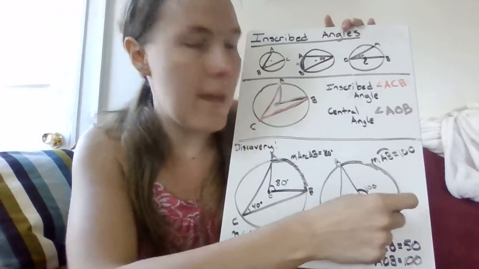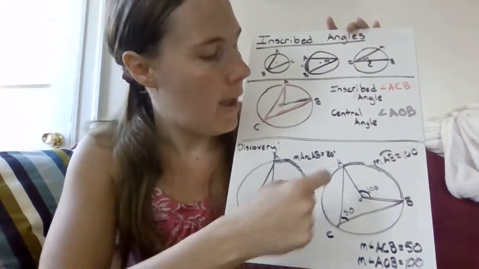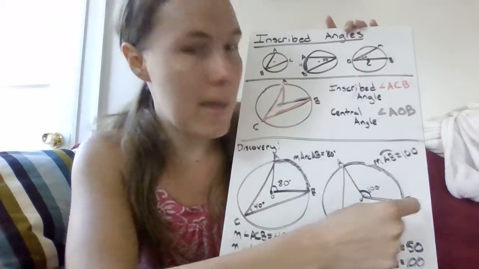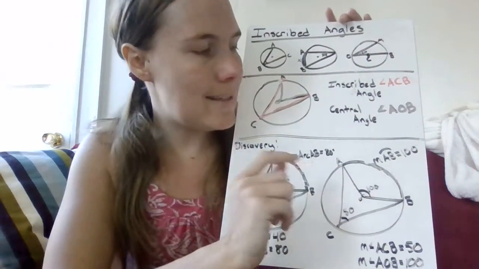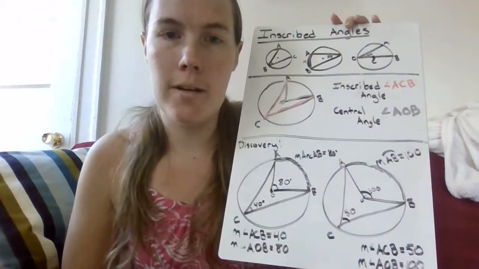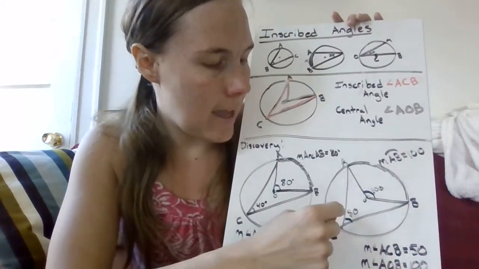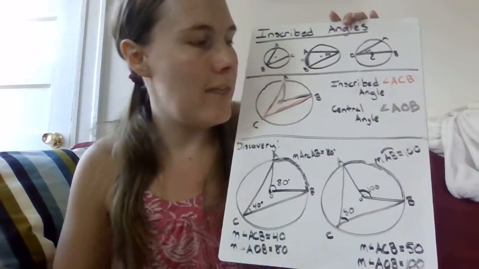Angle AOB is our central angle. Which one is our inscribed angle? Angle ACB is our inscribed angle. So what is the measure of the arc length? It's 100. So here we have the inscribed angle is 50, the central angle is 100, and the arc length is 100.